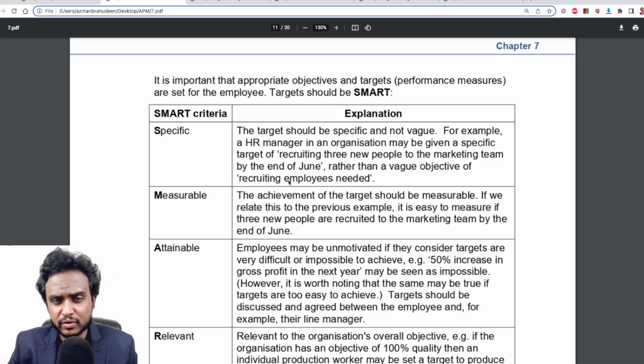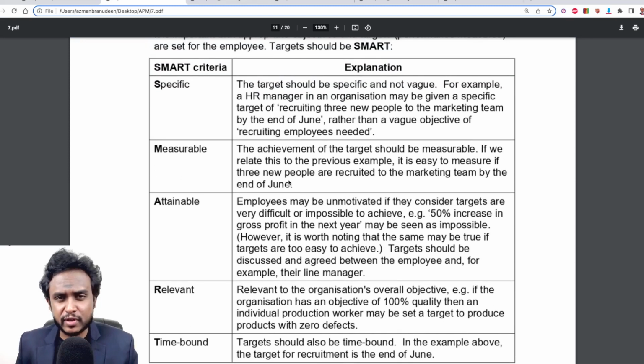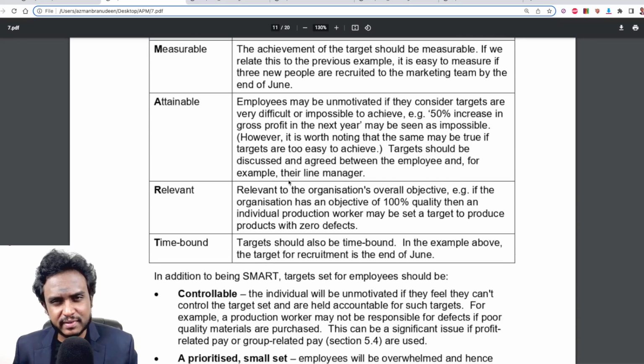Now, the first thing about targets is that targets should be smart. If objectives are to be smart, then targets also should be smart. That means they should be specific, measurable, attainable, relevant, and time bound. If any one of these qualities is missing in the target, then employees are going to feel that the targets are not very much in line with what is actually possible.